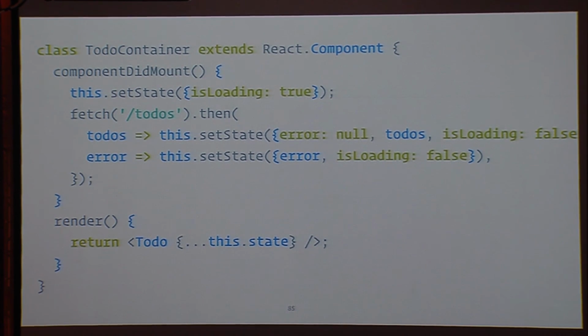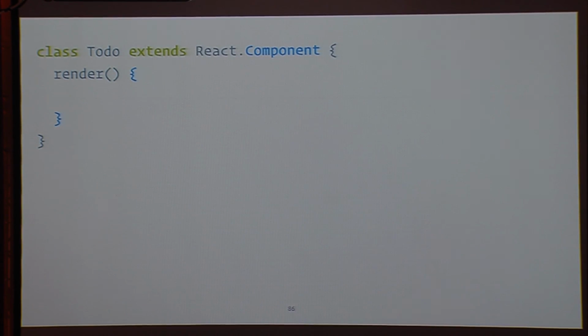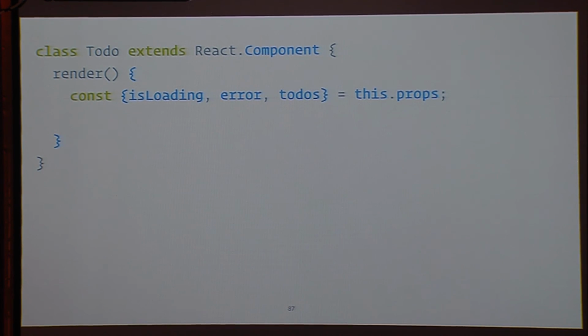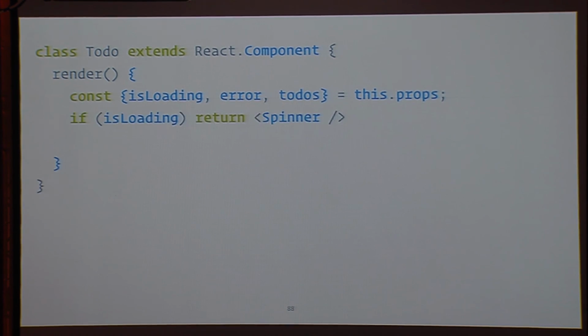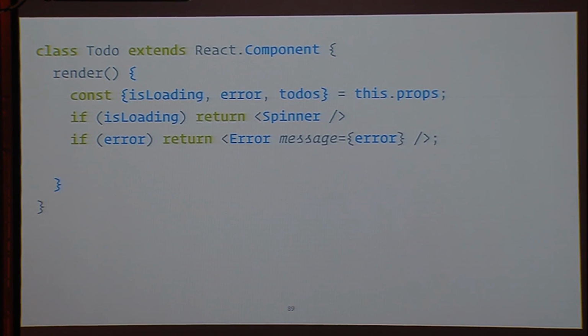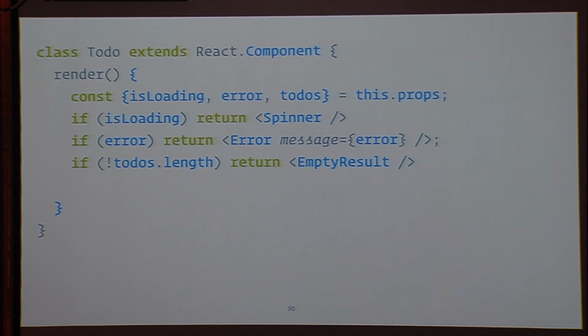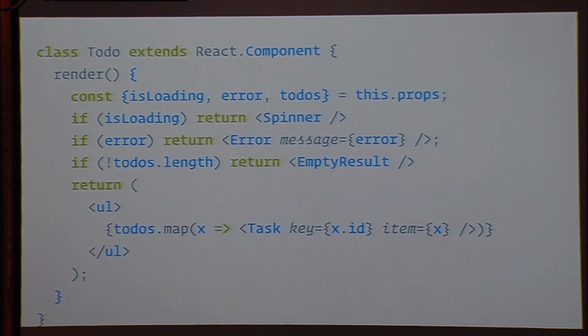Now, what if we do this? We return a UI component, and then we can define a UI component like this. We say, is this loading? Is there an error, or are there to-dos? We just write, if it's loading, return a spinner. If there's an error, return an error. If there's no to-dos, return an empty result. And otherwise, just map over the to-dos and return the task.